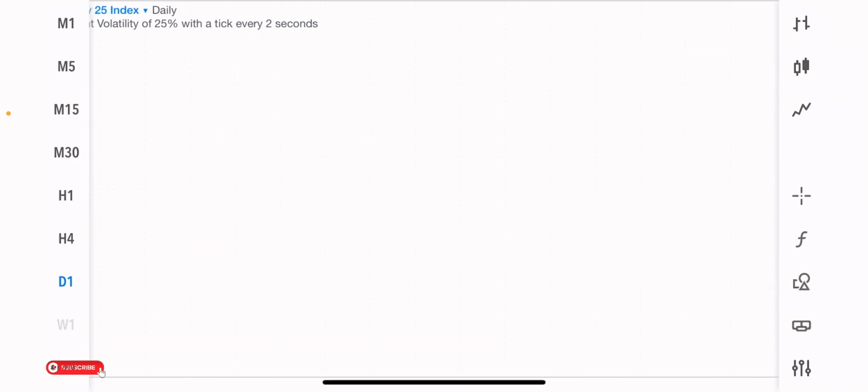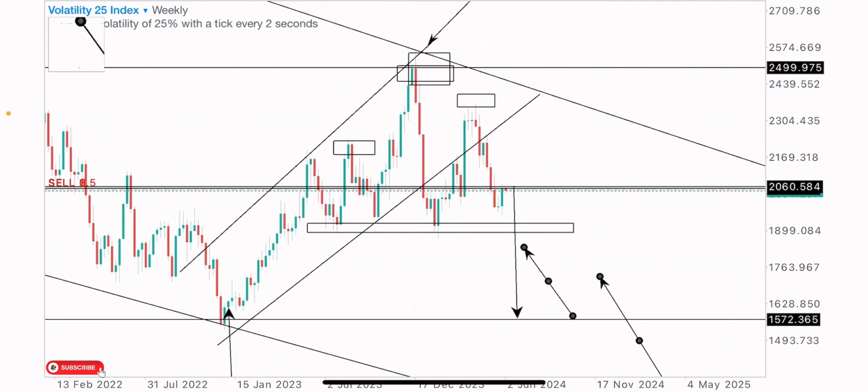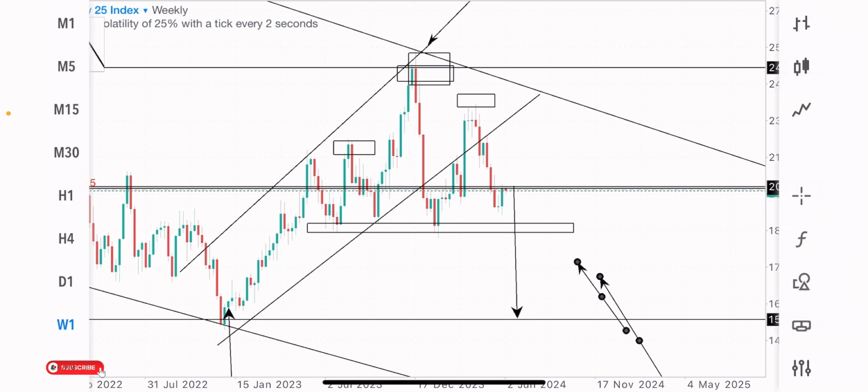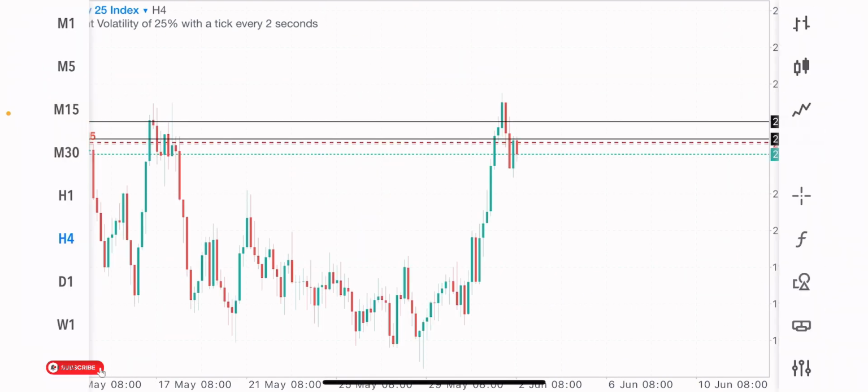Then if price can manage to break below this neckline, this head and shoulders pattern formation neckline, then we'd see a massive sell, a free fall to the downside to this zone. So that's my expectation on this index. That's how I was able to take the sell trade on the VIX 251S index.